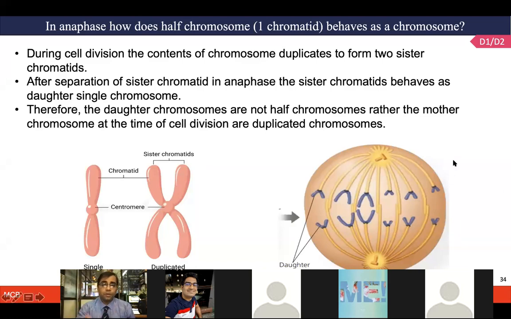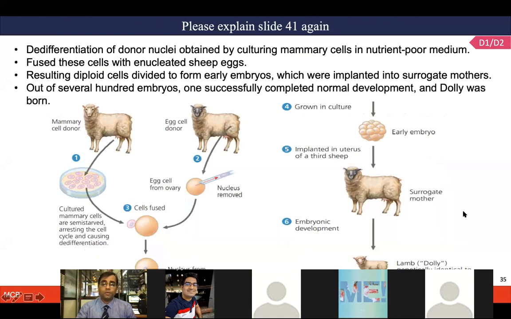So they are going to develop into the full chromosomes. Please explain this slide of Dolly cloning. I'll not go in great detail, but just to refresh you again, we said that from one sheep, the egg cell was taken. From another sheep, the mammary cell was taken. From the mammary cell, the nucleus was taken out, and from the egg cell, the nucleus was removed. So now this became an enucleated egg cell, which does not have the nucleus.